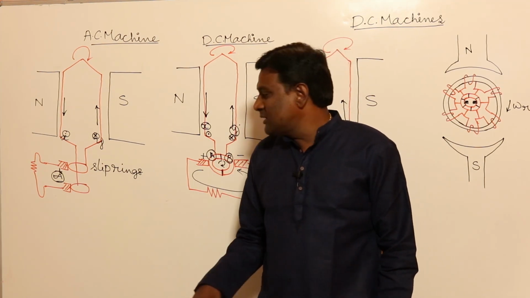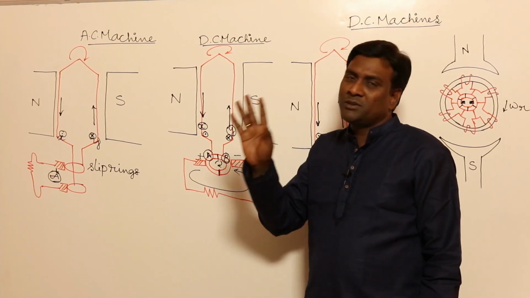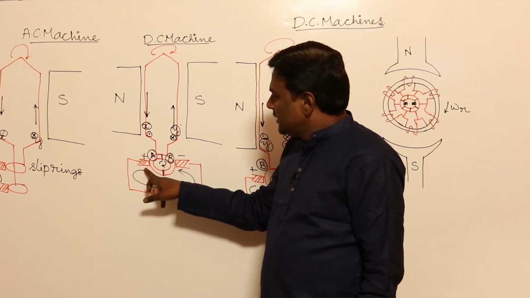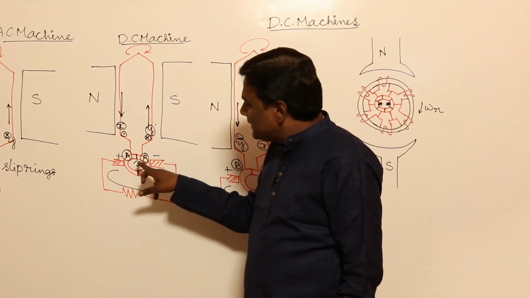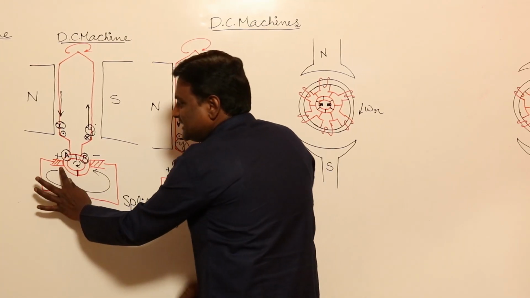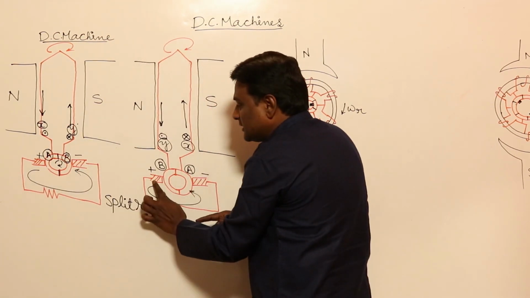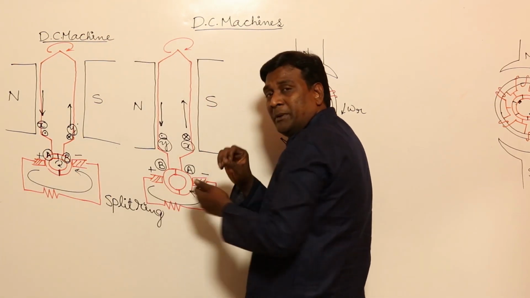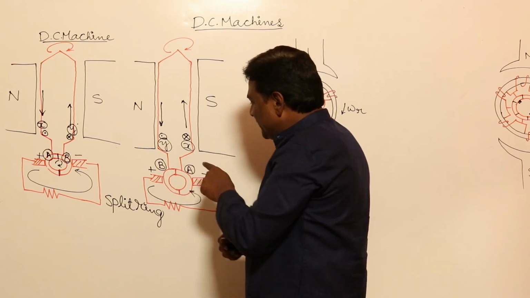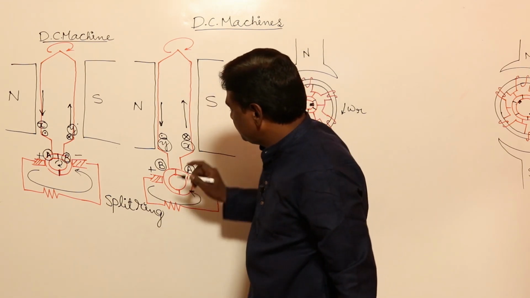For example, coming to here, because all problems lead you to commutator only. All problems of DC machine will lead you to commutator. For example, you are sitting here on the brush. So brushes are going to be stationary and this split ring or commutator is going to be rotating. Now this brush is in contact with A. After half cycle revolution, this brush should be in contact with B. So across these two brushes, A and B, in between insulation is there. So this is going to be the insulation.